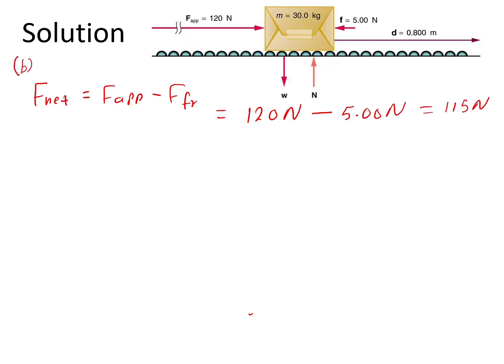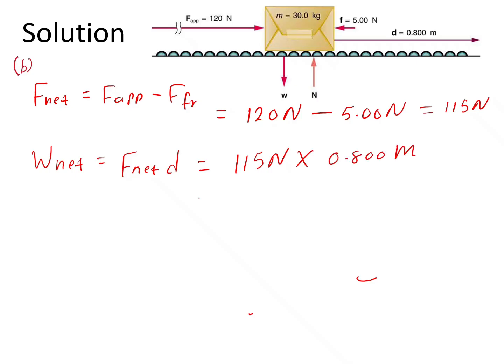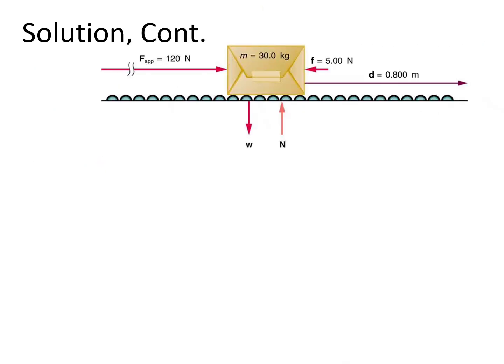Since the net force and displacement are in the same direction, the net work is F net times d. F net is 115 newtons times d is 0.8 meters, and this equals 92 joules.